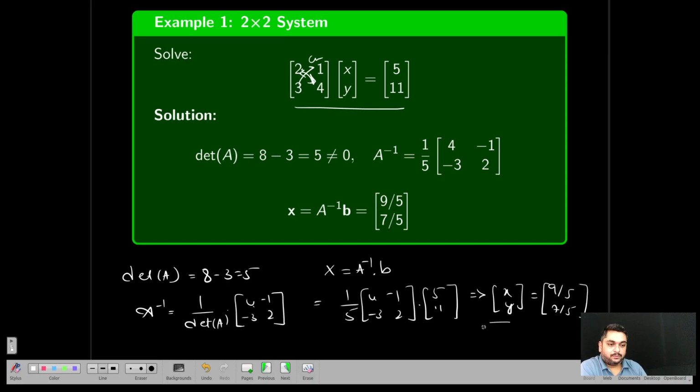This is another method to find the solutions. So one method is Gaussian elimination, that is REF. Second one is Gauss-Jordan elimination, that is RREF. Then you have taking the inverse of the matrix.